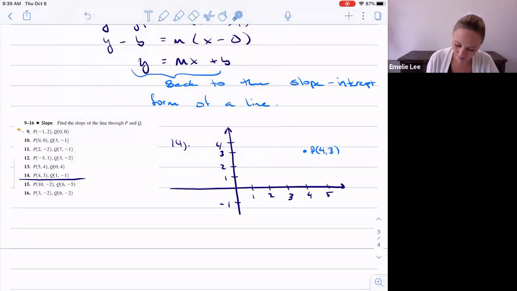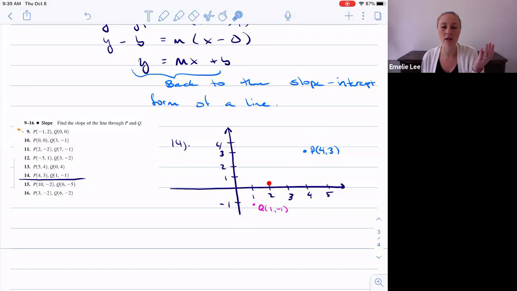Now, Q is at 1, -1. So here I've got Q at 1, -1. So you can use the formula for the slope, right? But here, if I connect these 2 dots, it looks like I get a positive slope, right? Or I do get a positive slope. So just make sure that your result is positive, otherwise you've done it wrong.